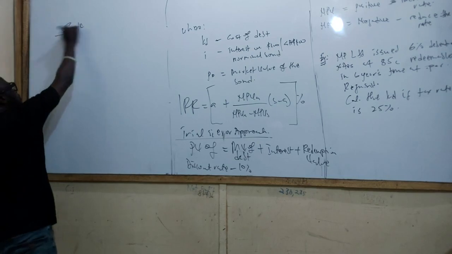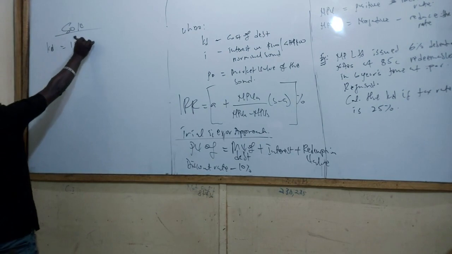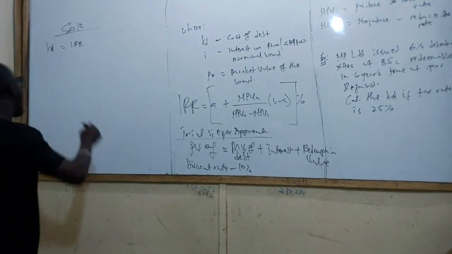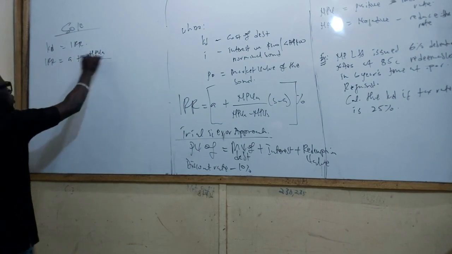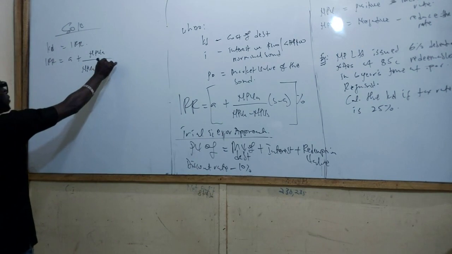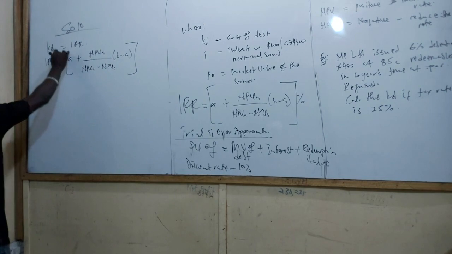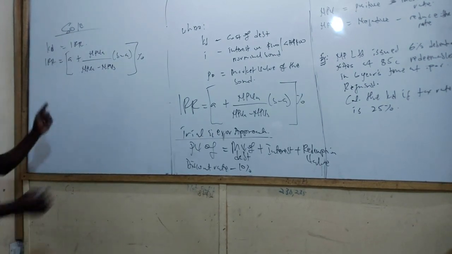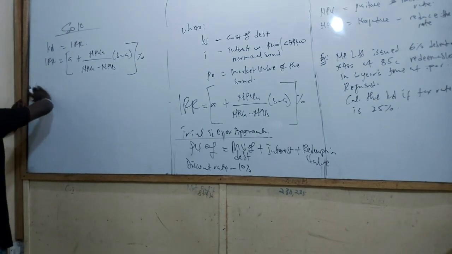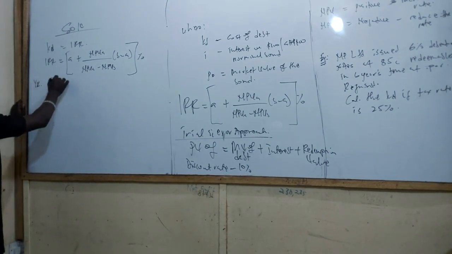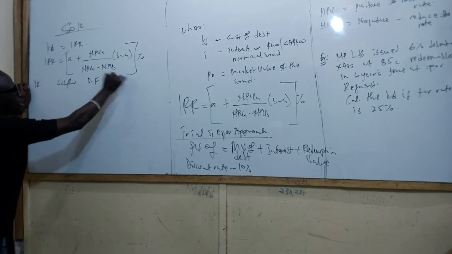So solution. We say that in this case, KD will be equal to IRR. And our IRR equals A plus NPV A over NPV A minus NPV B, times B minus A, all percent. So we put up a schedule. We're going to put year here, cash flow in the middle, the discount factor here, and present value here.